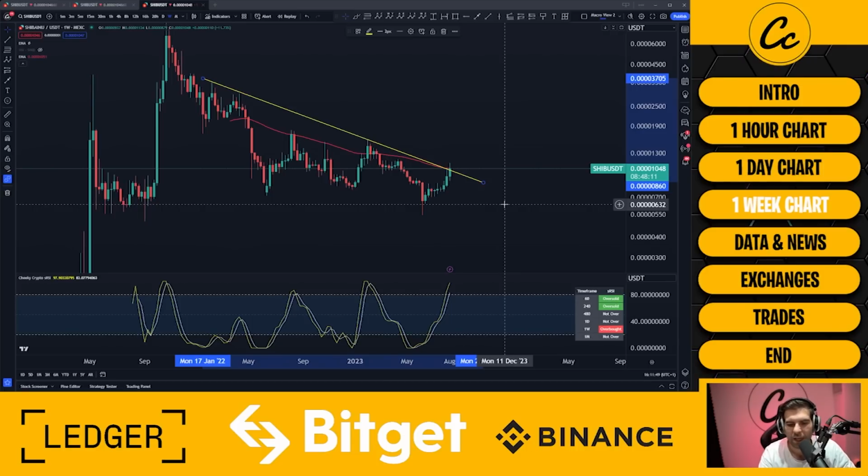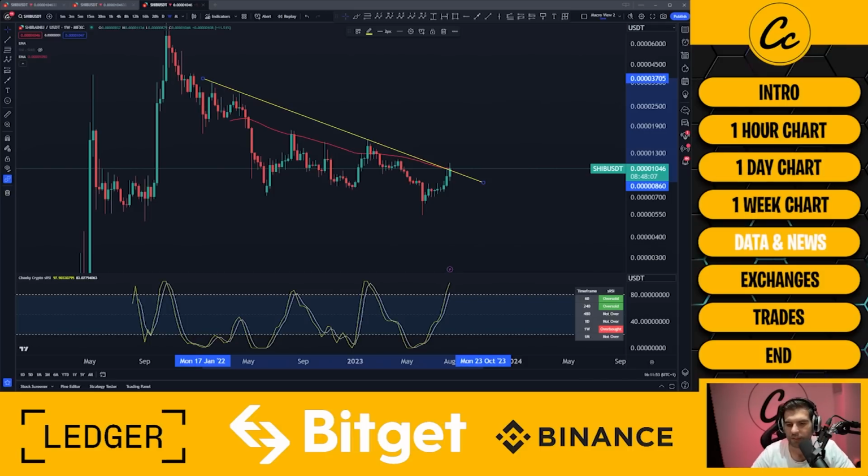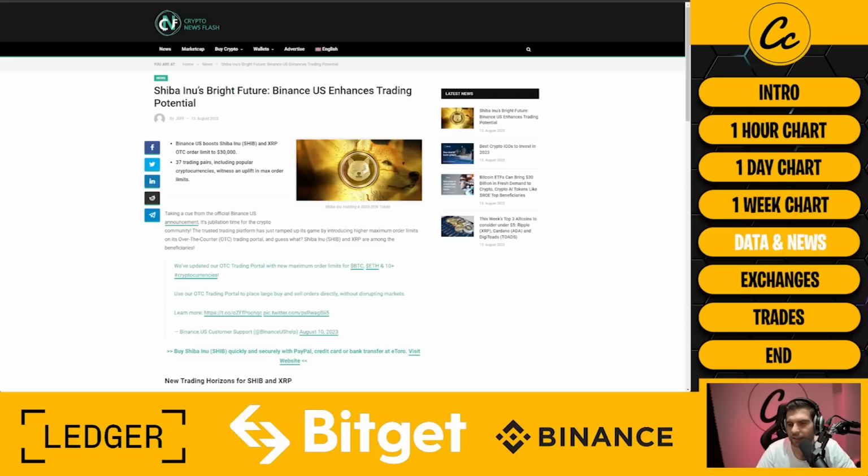Let's go ahead though and start talking about some of the recent news and things that are going on when it comes to Shiba Inu. Let's go ahead and bring that up. There we go. So, Shiba Inu's bright future. Binance US enhances trading potential, and this is pretty big news. Binance US boosts Shiba Inu, SHIB, and XRP's over-the-counter order limit to $30,000.